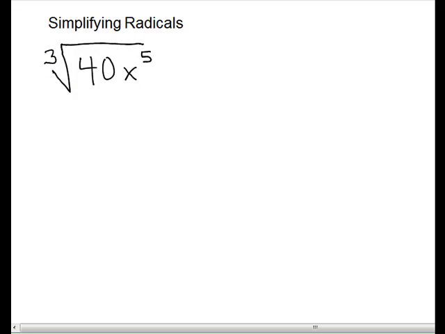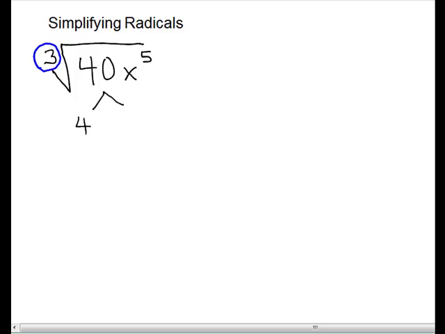Let's look at a different root. We're going to go the same way and break to primes underneath. This time we're going to do a cube root though. So that means we are going to be looking for groups of 3 factors. The index just tells you how many factors in a group. So we cannot leave any cubes underneath the radical symbol.